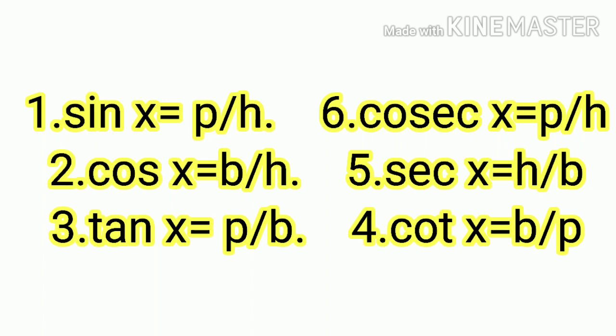Here sin x is equal to p by h, and cosec x is just the reverse of it, that means h by p. Again, cos x is equal to b by h, and sec x is equal to h by b. Tan x is p by b, and cot x is just the reverse of tan x, that means b by p. So that's the relation between sine, cos, tan, cot, sec, cosec. That's the first relation between the 6 ratios. Go to the next segment.